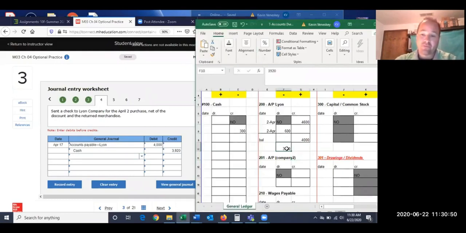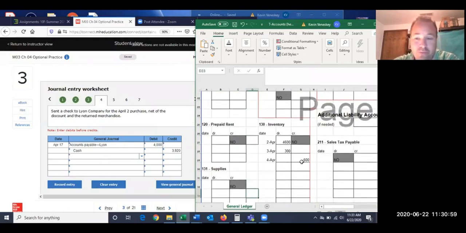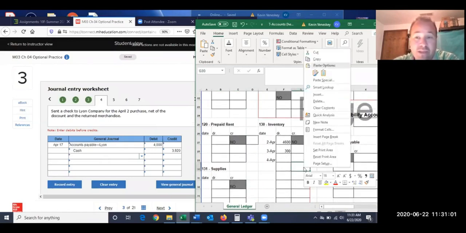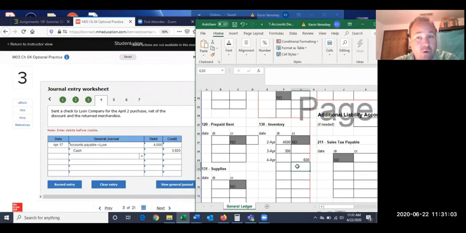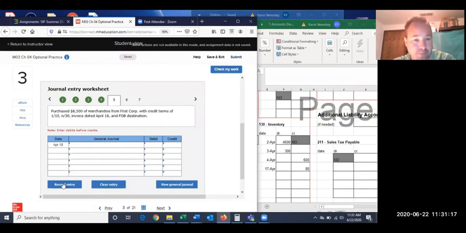I need to put this at the full $4,000. What really happened is I paid only $3,920 for the inventory, not including the shipping. So that's what the inventory really cost me, $3,920 without the shipping. So I'm taking away $80 of the inventory cost. And that is my final credit for the merchandise inventory.